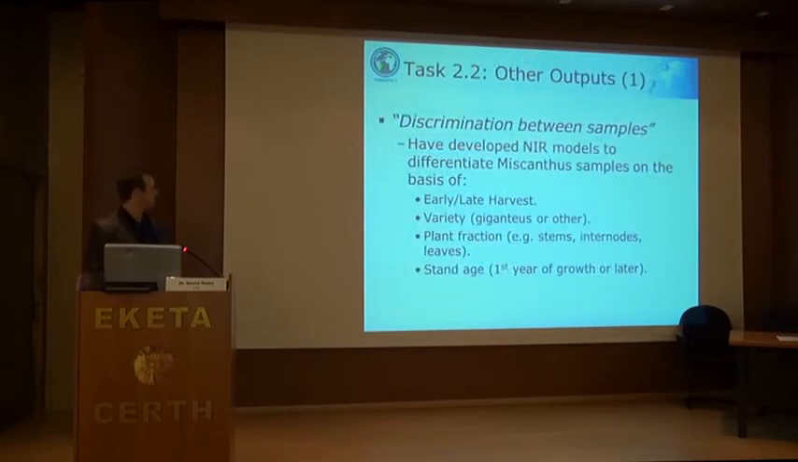Other outputs of the task, we're able, using near-infrared spectroscopy, to discriminate between samples. So we could do qualitative as well as quantitative analysis. For example, with Miscanthus, we can discriminate between a sample that was collected early in the harvest window and late in the window. We can discriminate between varieties of Miscanthus, based on Giganteus, which is the major commercial variety being grown in Europe, or other varieties. We can discriminate between plant fractions, stems, internodes, leaves, live leaves, dead sheaths, and so on, and the age of the plant according to whether it's in its first year of production or subsequent years.